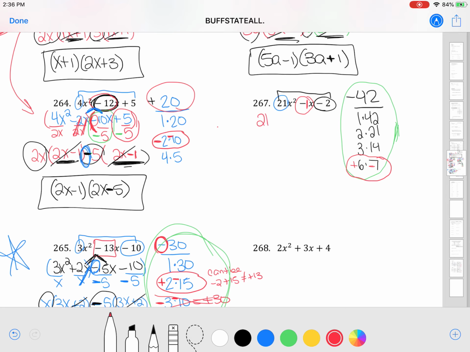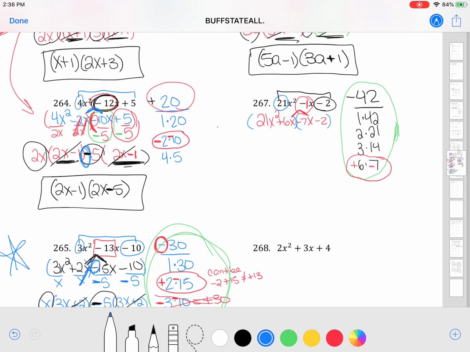So I go ahead and I start my setup. 21x squared comes down. Again, same setup we've been doing. That negative 1x becomes plus 6x minus 7x, and then the minus 2 comes down. You've got grouping all set up for you, ready to go. So you group the first two together, group the second two together.